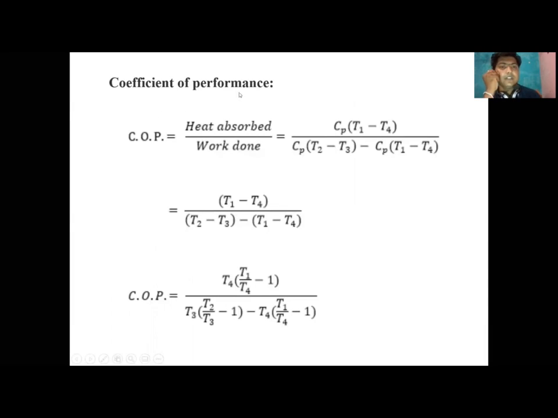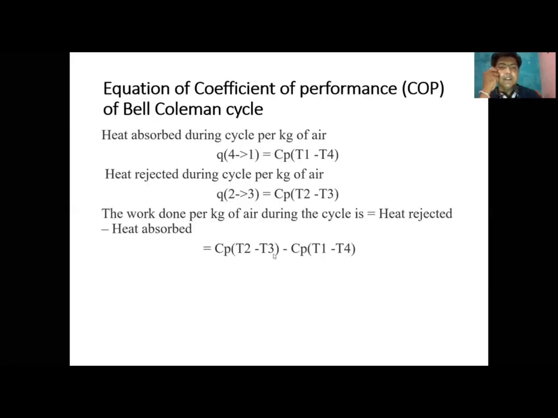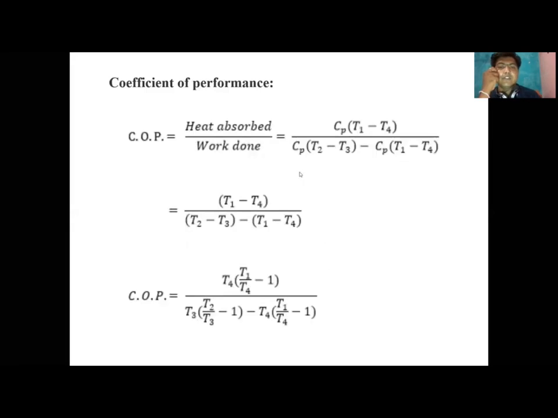So COP equals heat absorbed divided by work done. How much heat is absorbed? Cp (T1 minus T4). The work done is Cp (T2 minus T3) minus Cp (T1 minus T4). Putting this into the equation, Cp cancels. Remaining is (T1 minus T4) divided by (T2 minus T3) minus (T1 minus T4). Here I take out the common T4 from numerator and denominator: T4 is common in the numerator, T3 is common here, and T4 here.